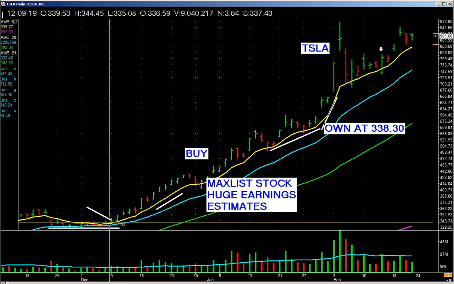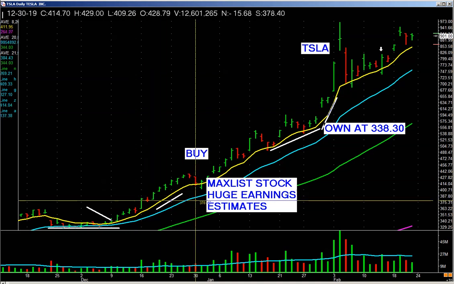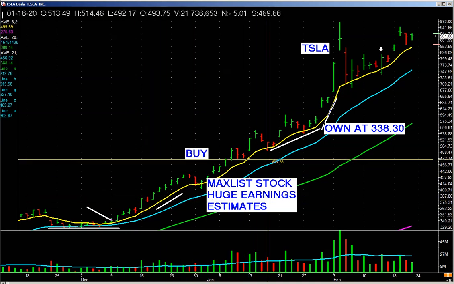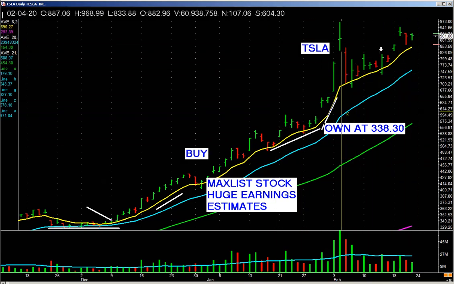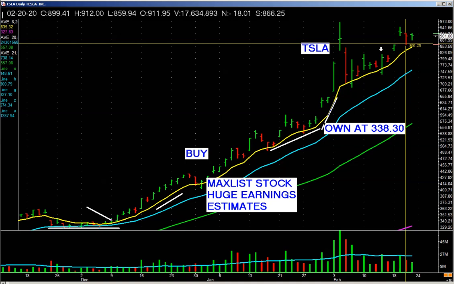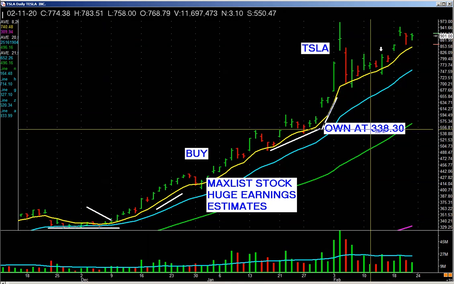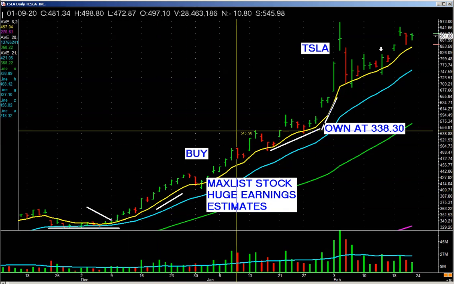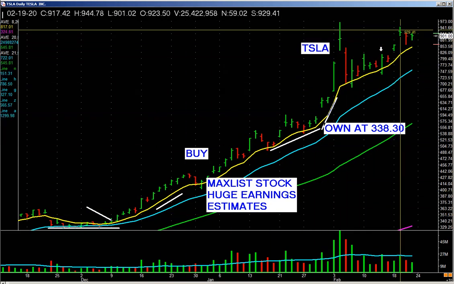If you look closely, the buy right here, look very closely. It does not close below the 8. Does not close below the 8. This whole move, this stock has not closed below the 8-day. Our entry's 338.30. And it's walking up the 8. A couple days ago, that's 600 points.